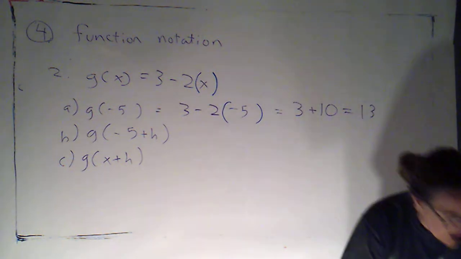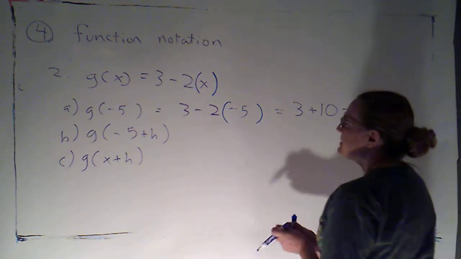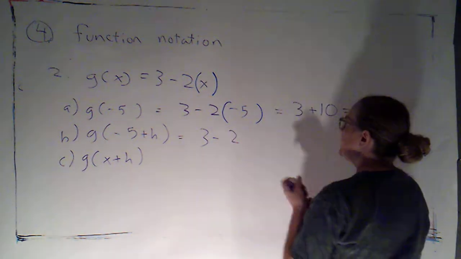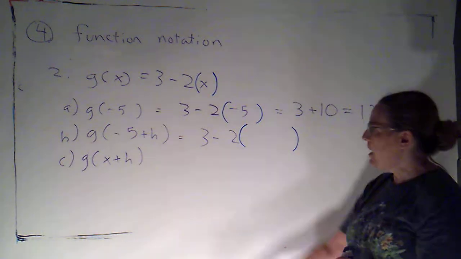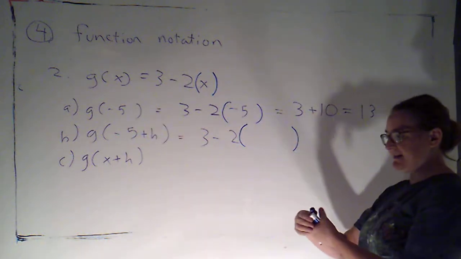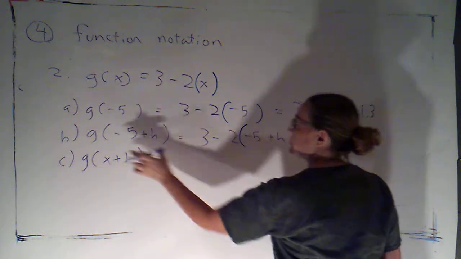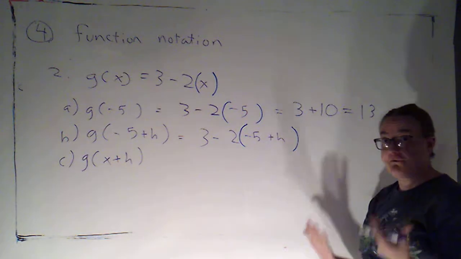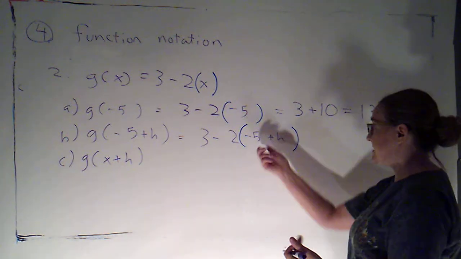Okay. All right, the next problem looks a little bit more abstract. So I'm going to do the same thing though. 3 minus 2, and then let's give ourselves a placeholder for our input. Whatever was in parentheses here is going to go in parentheses here. So -5 plus h. The whole thing becomes my input. H here is just a variable that's representing some number. -5 is a specific number.